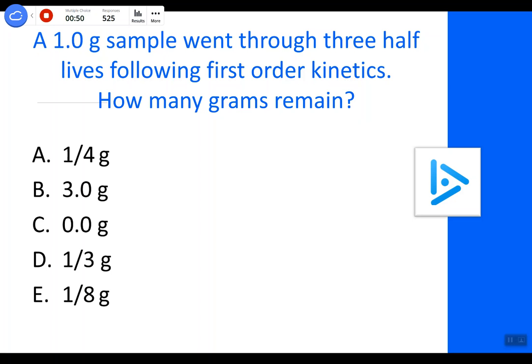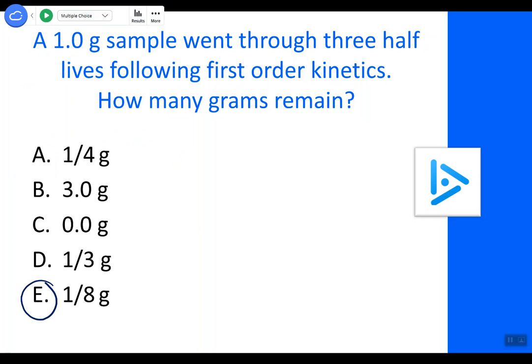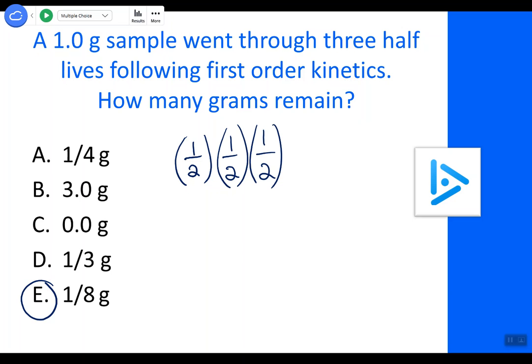And 10 more seconds. And 3, 2, and 1. Okay, most people went for E. Well done. We halved the sample. And then we halved it again. And then we halved it again.